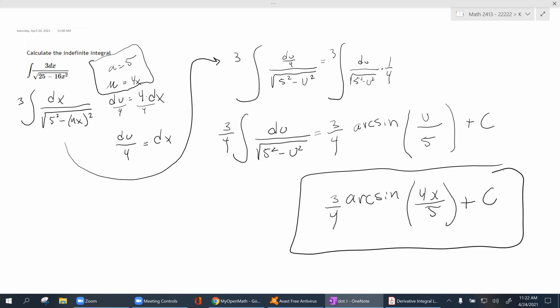So this requires a little bit more steps, because there's u substitution within it. But once you make the u substitution, it's just an identity. Which one does it match? Which one does it look like? Is it the arc sine, arc tan, or arc secant?